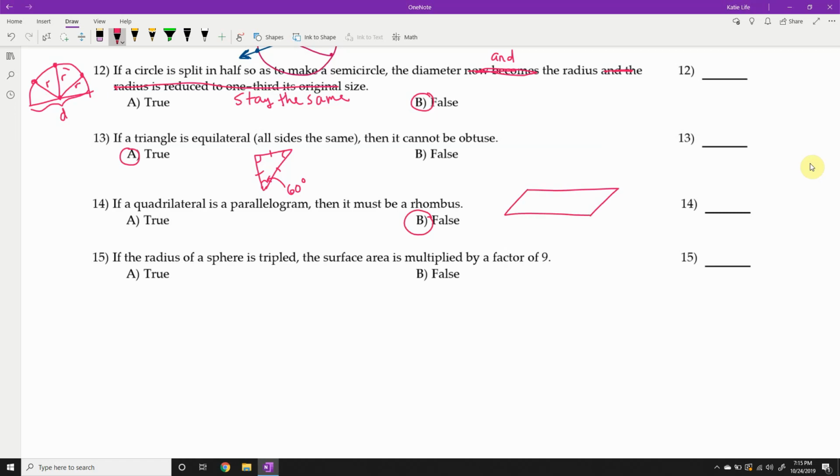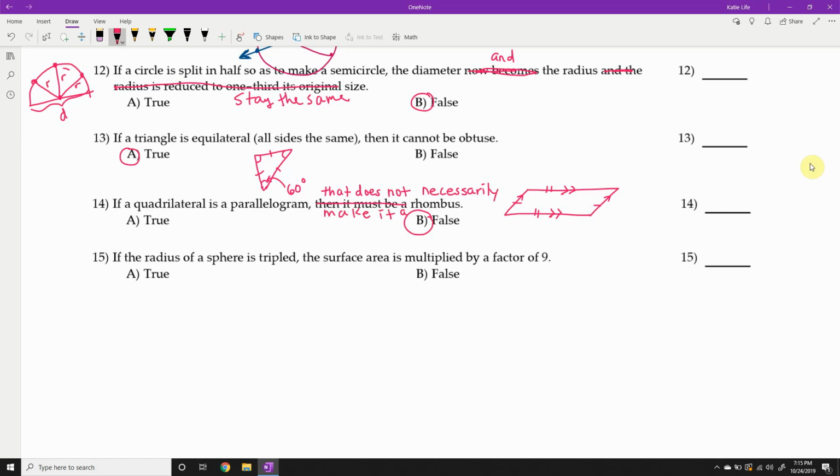We can draw a picture to prove it. This is a parallelogram. This side is parallel to this side, and these 2 sides are parallel to each other. Opposite sides are congruent in length. That is definitely a parallelogram, but it's not a rhombus because not all the sides are the same length. So if a quadrilateral is a parallelogram, that does not necessarily make it a rhombus. Only if all the side lengths are the same is it a rhombus.